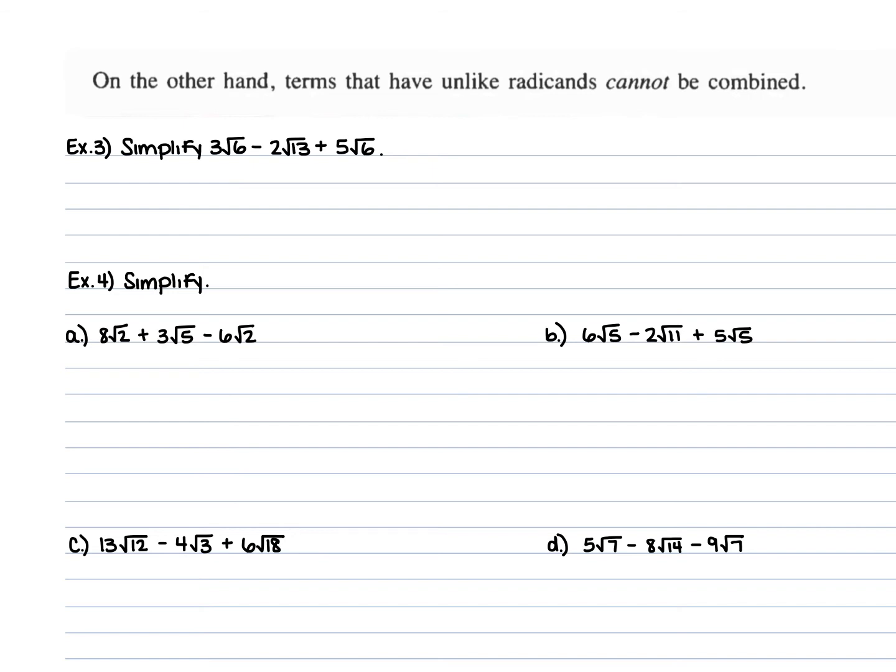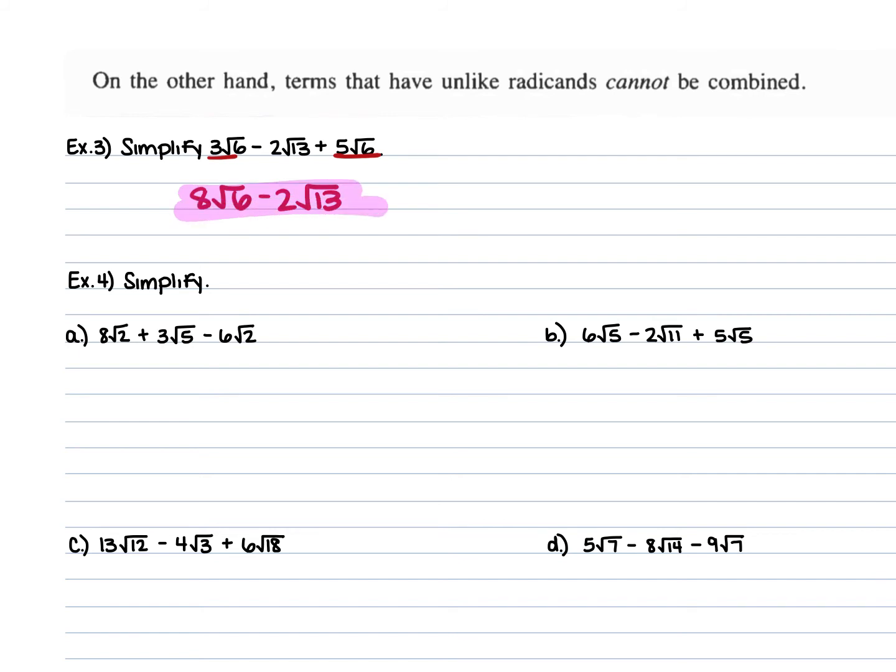For example 3, we have 3 square root 6 minus 2 square root 13 plus 5 square root 6. Your so-called like terms here are the only radicals that are the square root of 6. So that's the 3 square root 6 and the 5 square root 6. Combine those. That 5 square root 6 has a positive in front of it, so we're going to add 3 and 5 to give us 8 square root 6. That negative 2 square root 13 doesn't combine with another square root 13 somewhere, so we're just going to leave it. And you're going to have 8 square root 6 minus 2 square root 13.